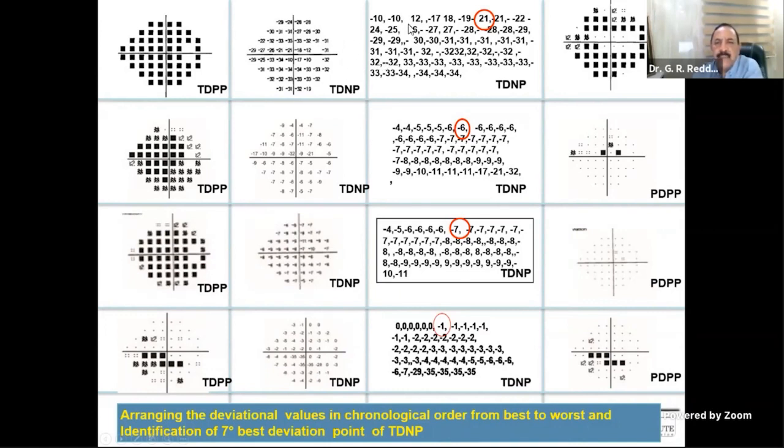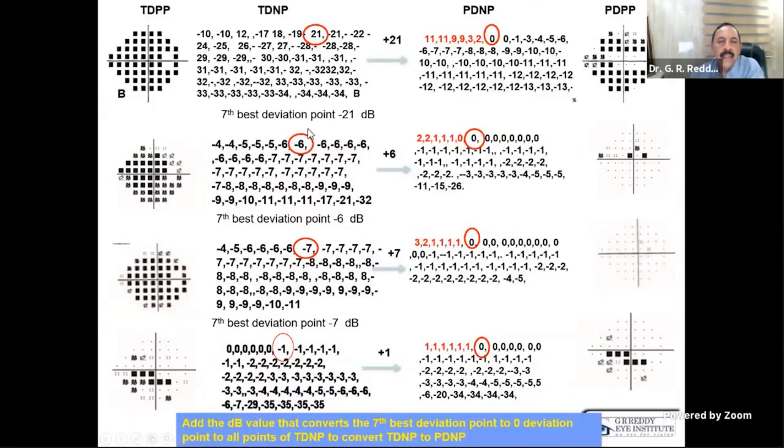So, take for example, in this case we do not know how they are arranged in chronological order. We know the last started with -10. So if you want to remove a generalized depression, we add 10 to all the points, and the generalized depression is removed, and only 2 points will become normal. Suppose you add the 7th best value; by adding 21, the first 7 points are becoming normal.